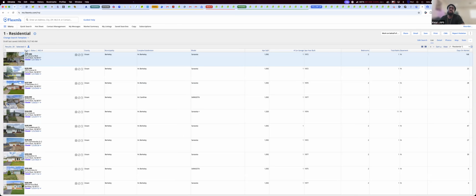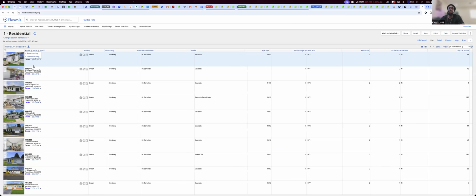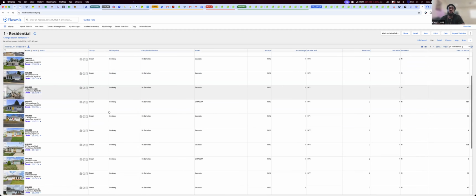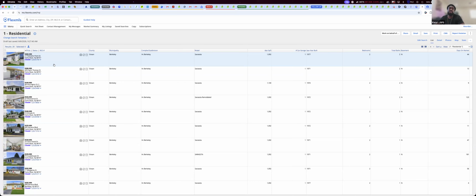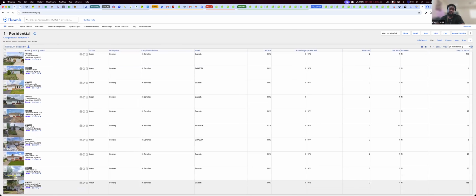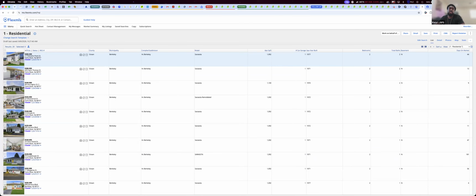I typically like to look from the highest sold comparable sales to the lowest. It looks like the highest in this area is 382.5, and the lowest is about $197,000. Rule of thumb for me, I like to get about 3 to 5 renovated sold comps in the area.